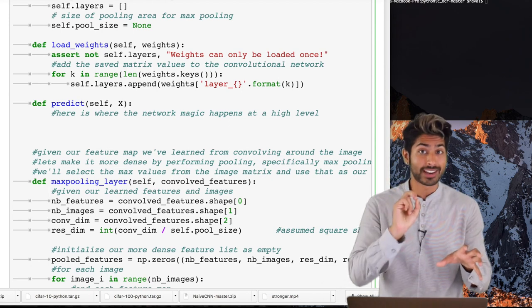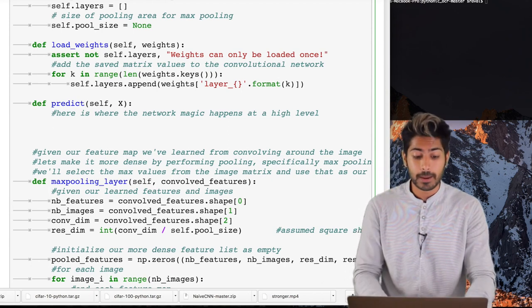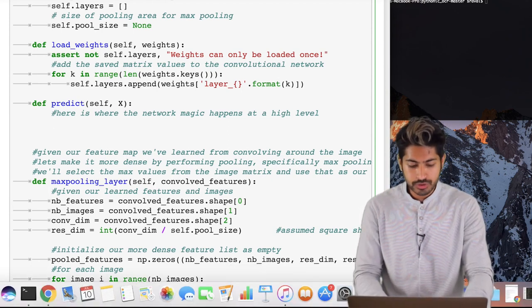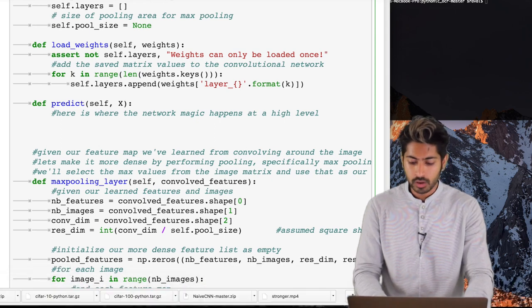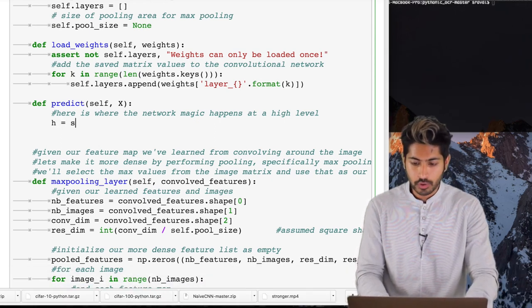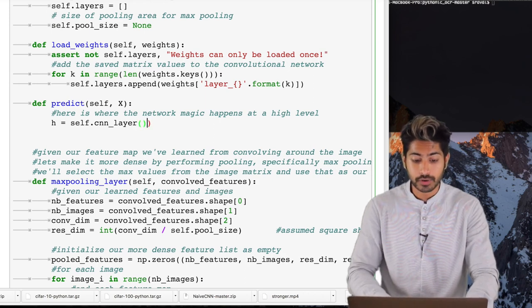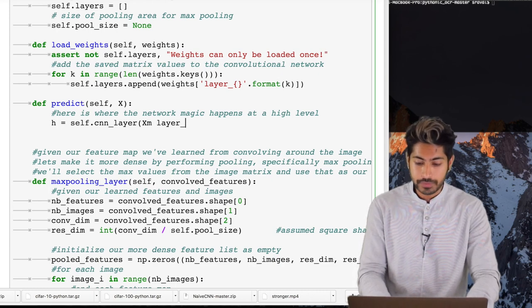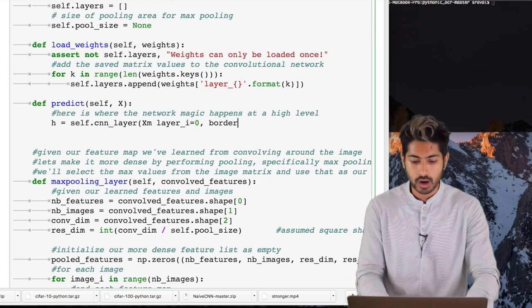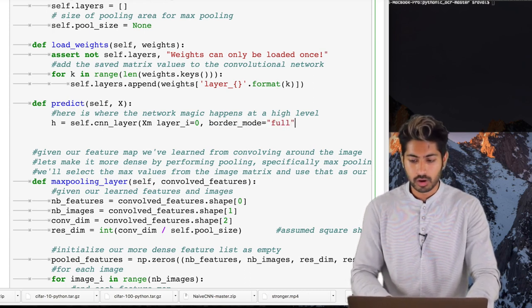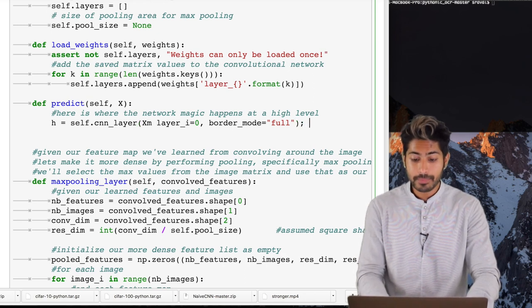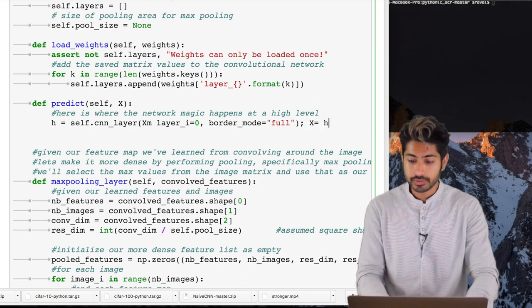So given some input X, we're gonna feed it through all of these layers, right? So what happens is we will say, okay, the first layer is going to be a convolutional layer. And we're gonna define what all of these functions look like. But the first layer is gonna be that convolutional layer. We'll feed in that first image, and we'll say, okay, this is the first layer, so it's the zeroth layer. We'll say border mode equals full, and I'll talk about that part later on, but that's it for that. And so what happens is X equals this layer.